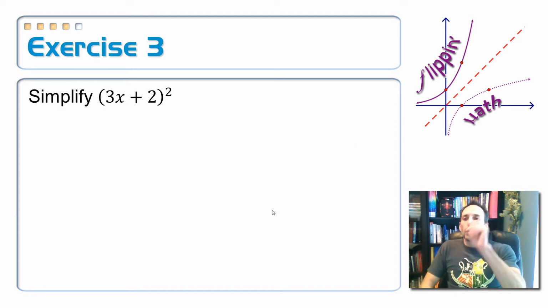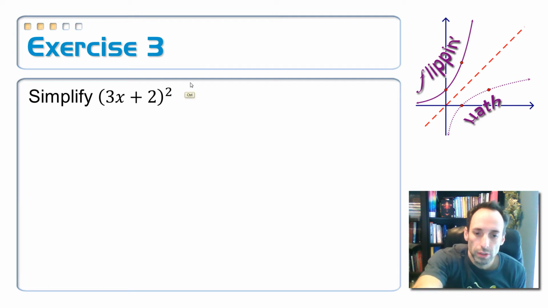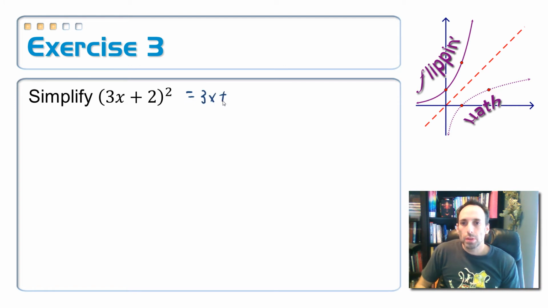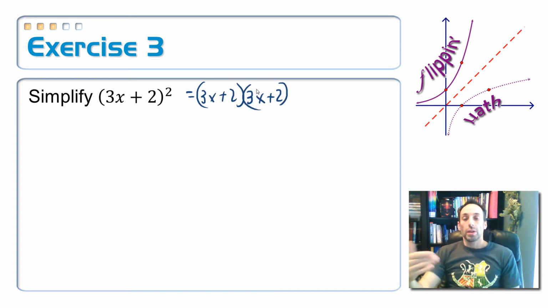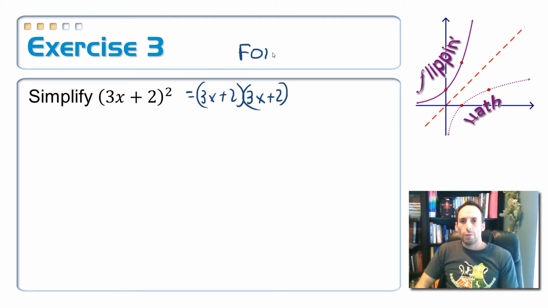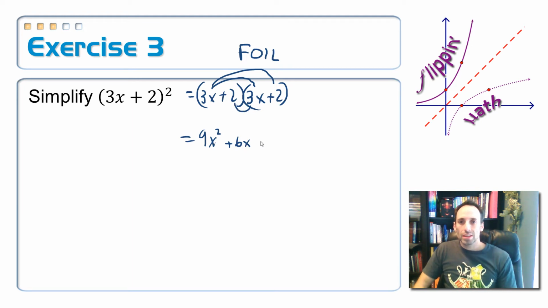Simplify 3x plus 2 quantity squared. Okay, so we know that this means 3x plus 2 times 3x plus 2, right? Because it means 2 copies of this thing. So this means that we want to do this whole FOIL business. 3x times 3x is equal to 9x squared. That's the first. Outside terms, 3x times 2 is 6x. Inside terms, 2 times 3x is another 6x. And then finally, the last terms, 2 times 2 is 4.